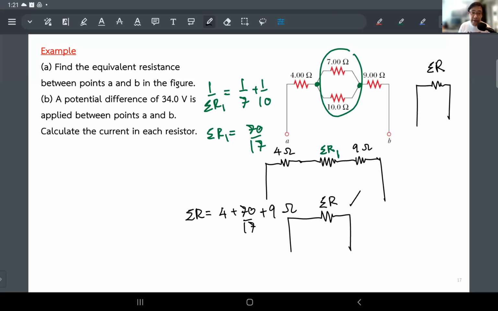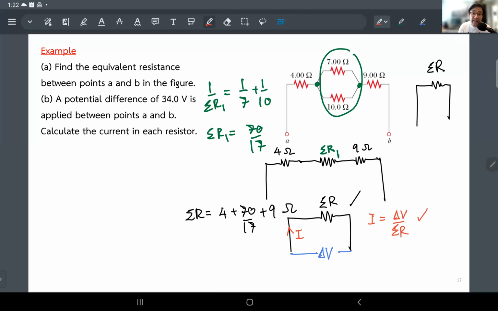If the potential difference of 43 is being applied between point A and point B, so you just apply the voltage across, delta V. What will be the current going through the resistor? First thing first, you will be able to figure out the whole current flow. Let me put big I over there. And the big I over here is going to be simply Ohm's law.